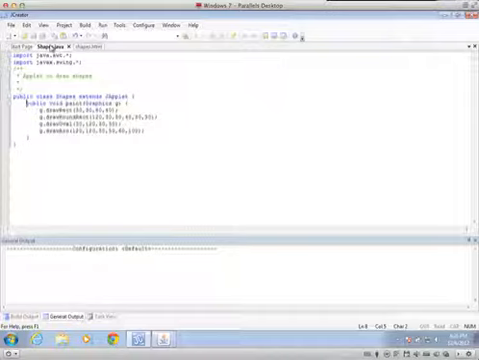Draw arc, again, draws a partial circle, x, y, for the bounding box. The size of the bounding box. Then where on that clock do we start? 3 o'clock is 0. We move counterclockwise along the arc, so we start at 60 and move 100 degrees to 160 degrees.